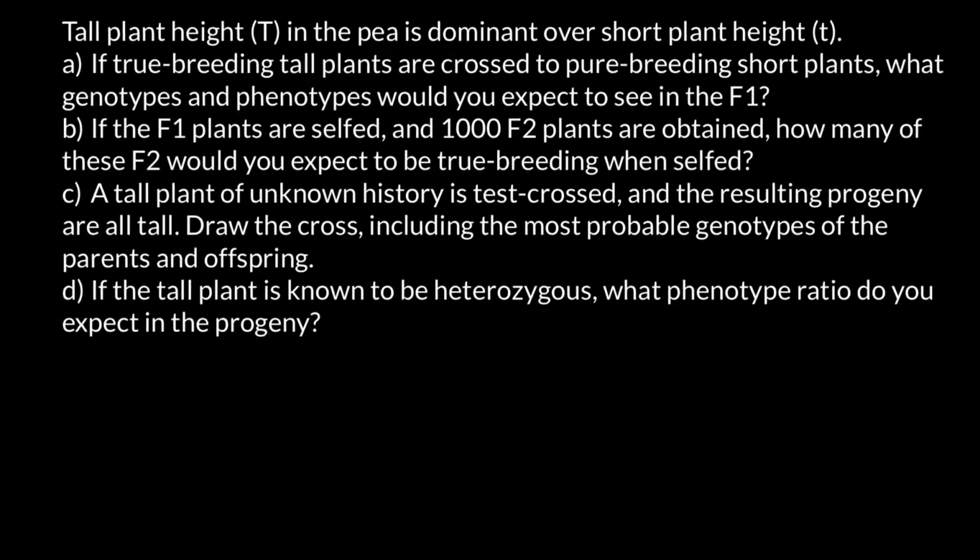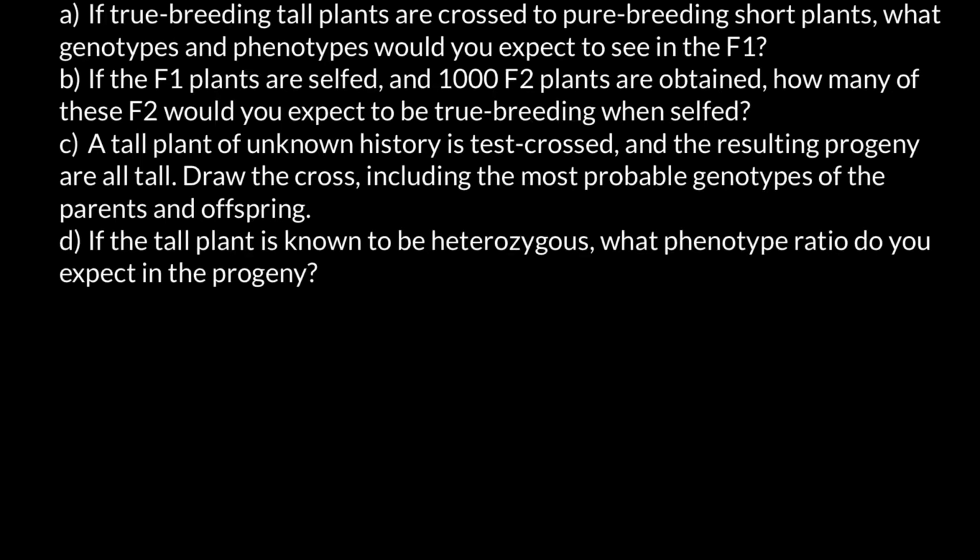In order to answer this question, you have to know what true breeding means. Basically we have two alleles, dominant allele T and recessive allele t. In a diploid organism, these two alleles can produce three different genotypes: homozygous dominant, heterozygous, and homozygous recessive.